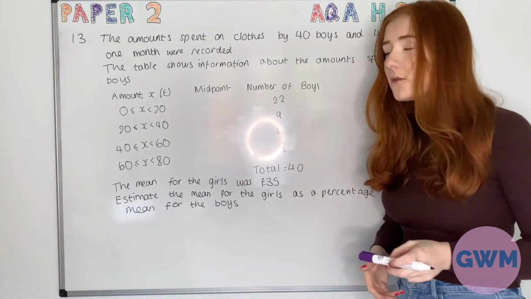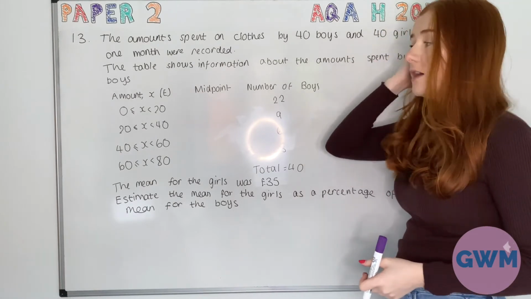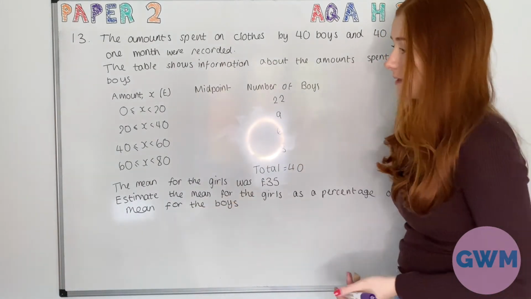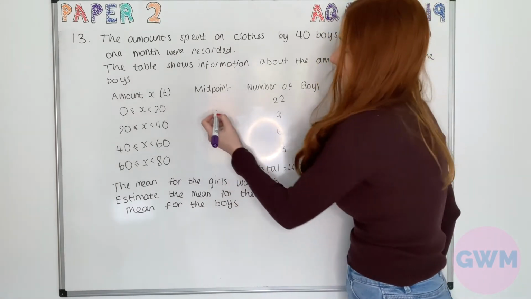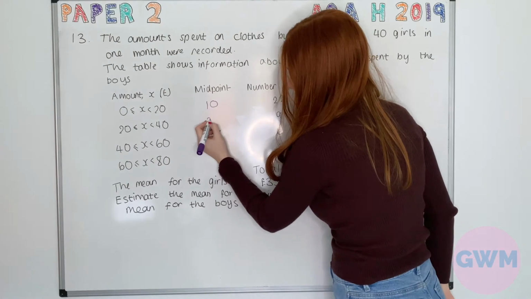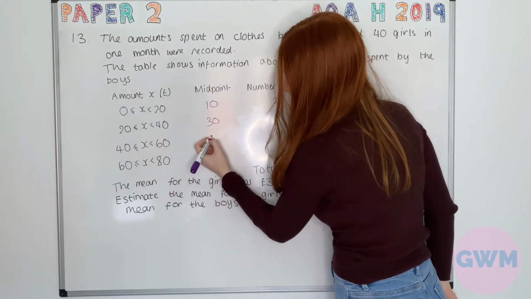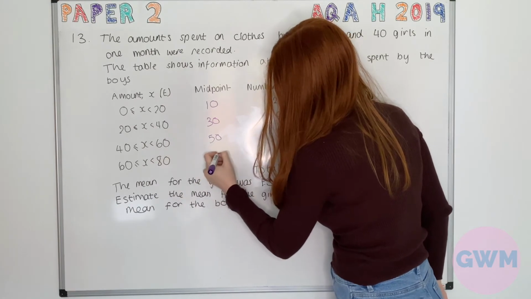You can see we have a midpoints category, so it's hinting at what we need to start with. Let's start with the midpoint of each of these categories, so we just take right in the middle. Between 0 and 20 is 10, 20 and 40 is 30, 40 and 60 is 50, and 60 and 80 is 70.